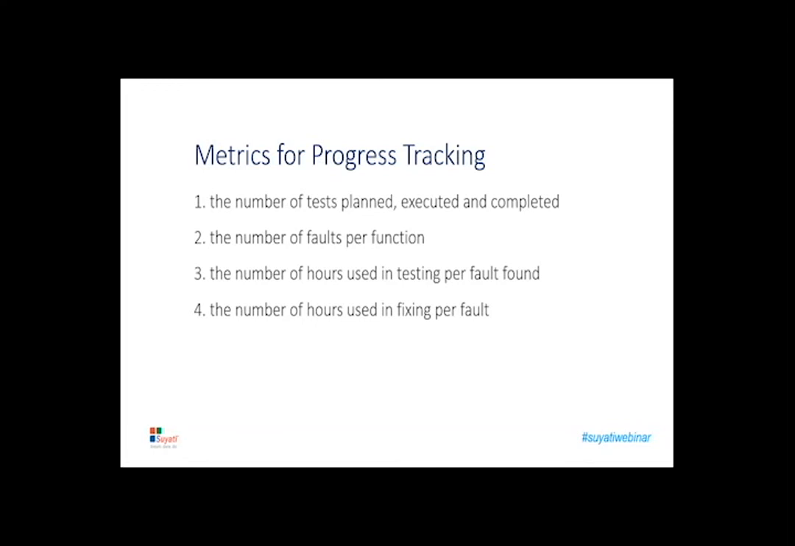Thus, we have covered all the risk analysis fundamentals. Now, moving on to the metrics for progress tracking. A metric is used to measure the progress of the work we do. It is basically done by taking a count of the following measures: the number of tests that have been planned, executed, and completed.